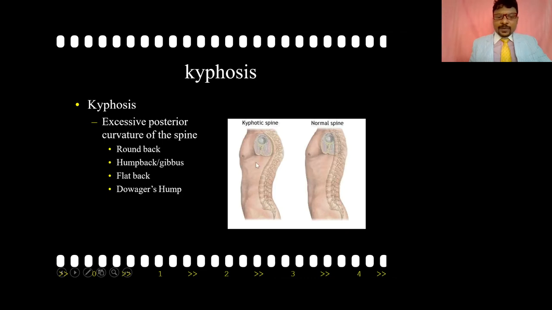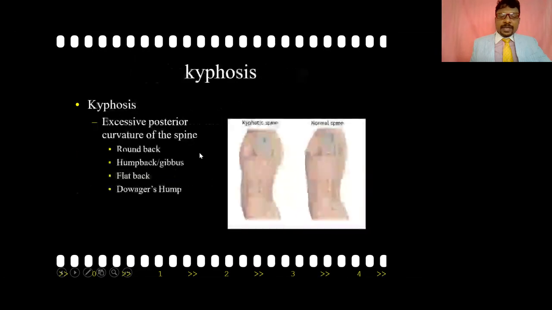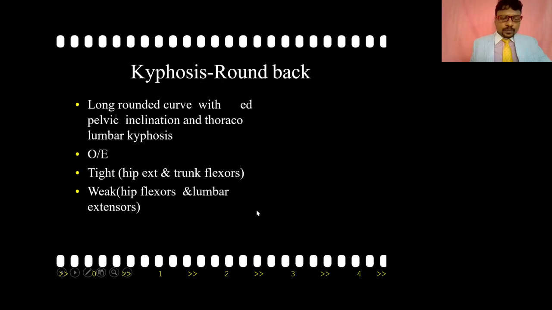If you biomechanically analyze any postures, you can clearly understand the excessive curvature in the thoracic spine, which is called kyphosis. Because of the round back, they may get a hump or gibbous formation, and also a flat back. This is going to be a long rounded curvature. The pelvic inclination occurs in thoracolumbar kyphosis, so they may get pelvic roundedness in the thoracolumbar region.